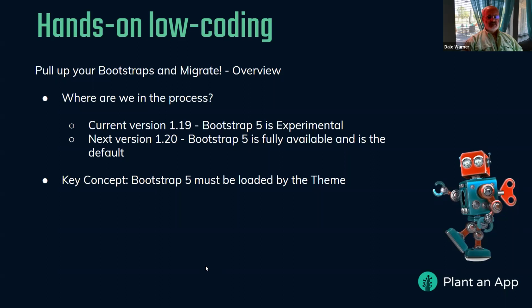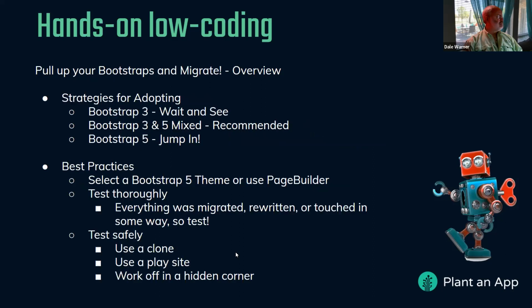The key concept that you need to know is that Bootstrap 5 has to be loaded by the theme. In previous versions, 1.19 and earlier, we took it for the products to load the Bootstrap 3 version for you. This is an external library that gets loaded, and once you go to Bootstrap 5, the theme has to do it. So that's just a key concept you need to bear in mind.